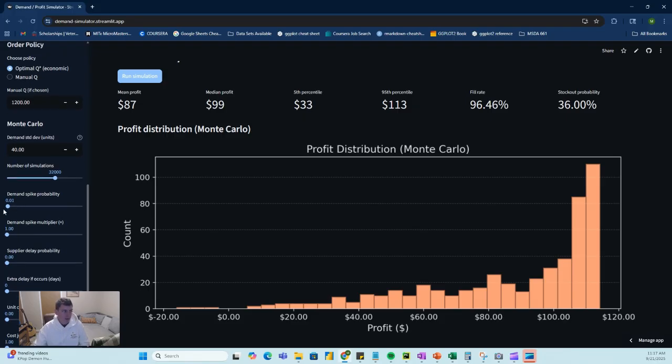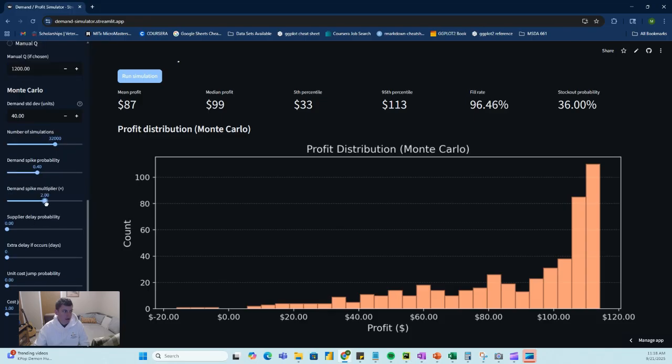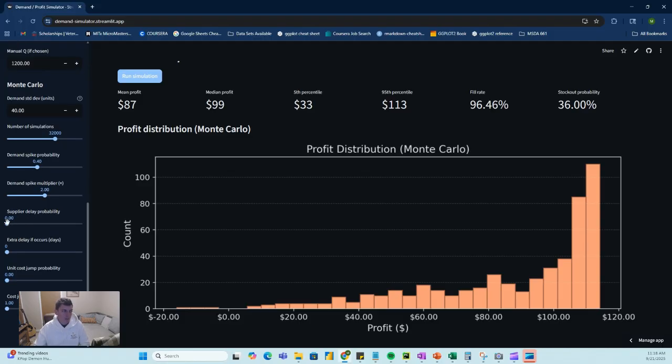Our demand spike probability, let's say that there's a pretty good chance that something will happen. Maybe there's a big event that's going to happen and we think that demand will spike. There's a 40% chance that our demand will spike by twice what it is today. So that's going to definitely change the optimal solution. Our supplier is not going to be late, so there's no issues with that. They're always on time. So no concerns with that, but we can maybe give it a 5% chance.